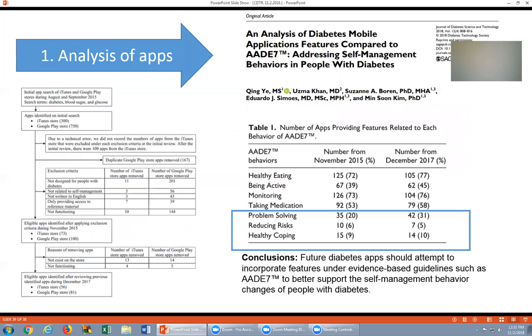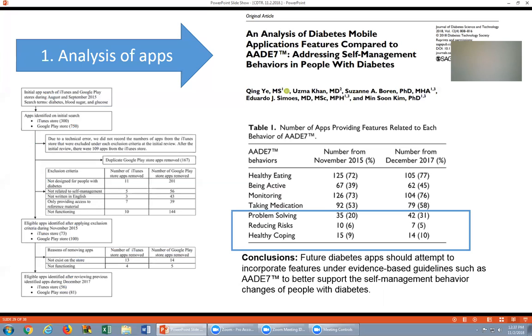So what did we first do? We first did an analysis of the apps. And there is a very, very educated group of providers based on certified diabetes educators as well as other healthcare providers with a focus on diabetes education. And they put together the AADE7, which are the principles for diabetes education, 7 principles that we should be employing for educating our diabetic patients.